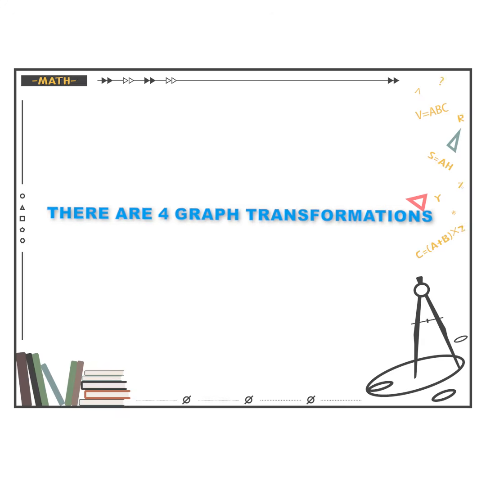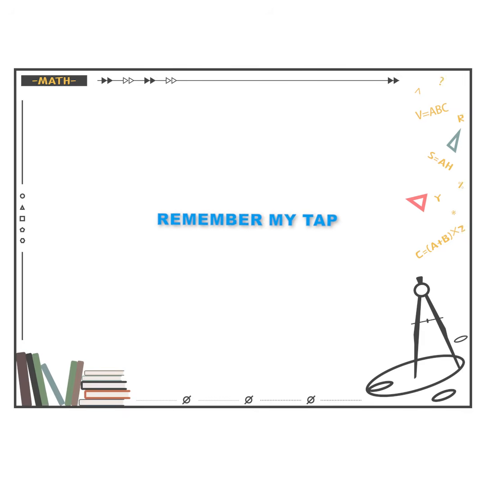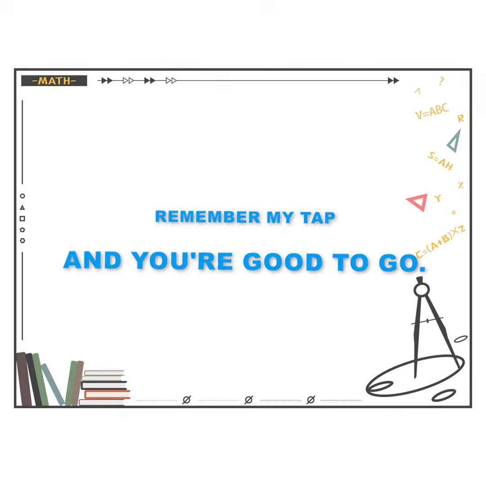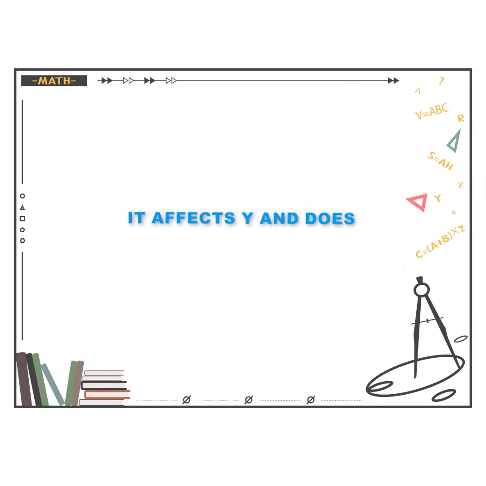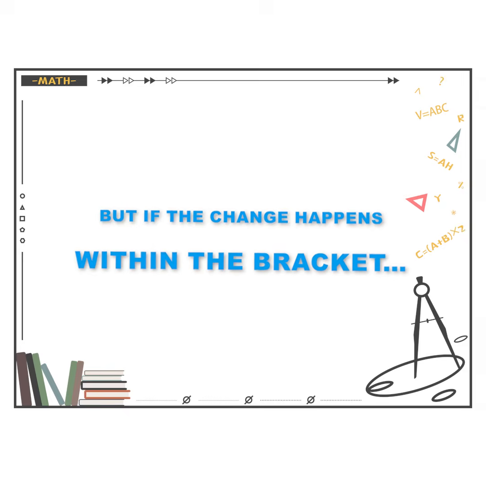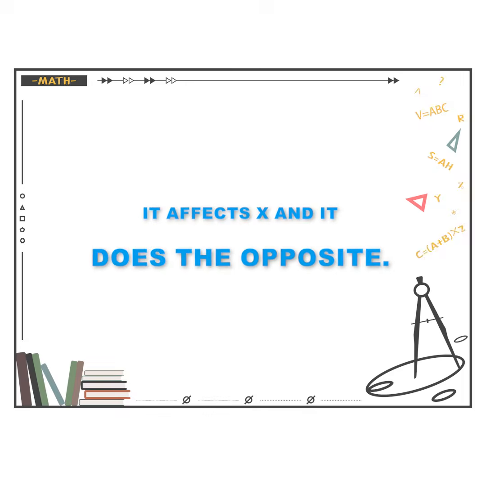There are four graph transformations you need to know. Remember my tap and you're good to go. If the change happens outside the function, it affects y and does what it says on the tin. But if the change happens within the bracket, it affects x and it does the opposite.